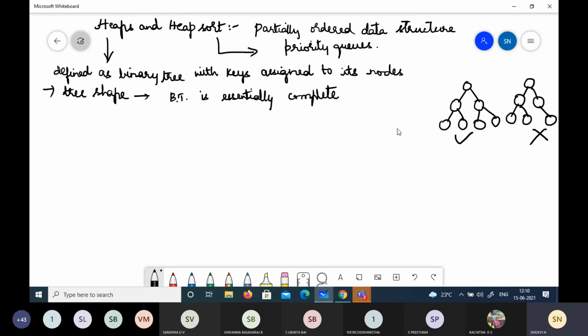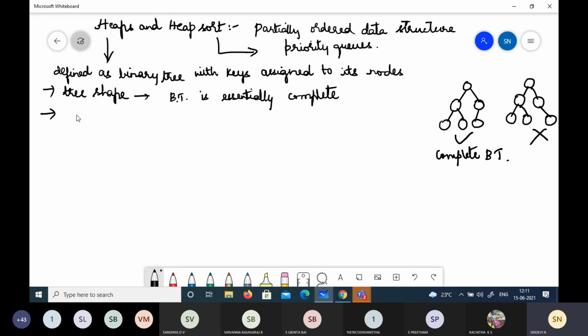So a heap is essentially a complete binary tree. That means the last level can be incomplete, provided that the nodes are from left to right. So a heap is a complete binary tree. What is the one more requirement? The first requirement is that it should be essentially complete, and you know what is meant by that.